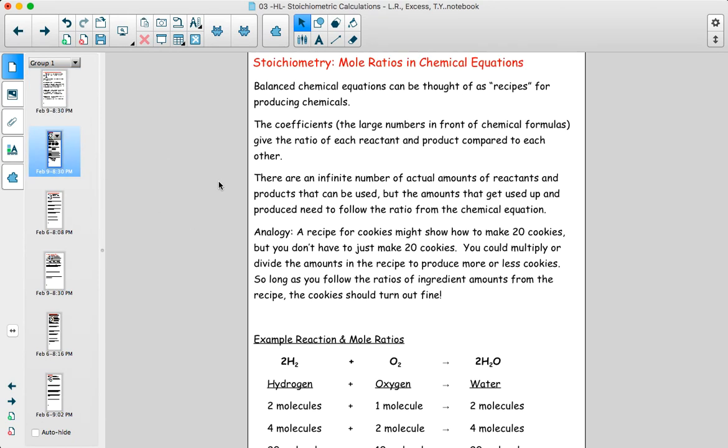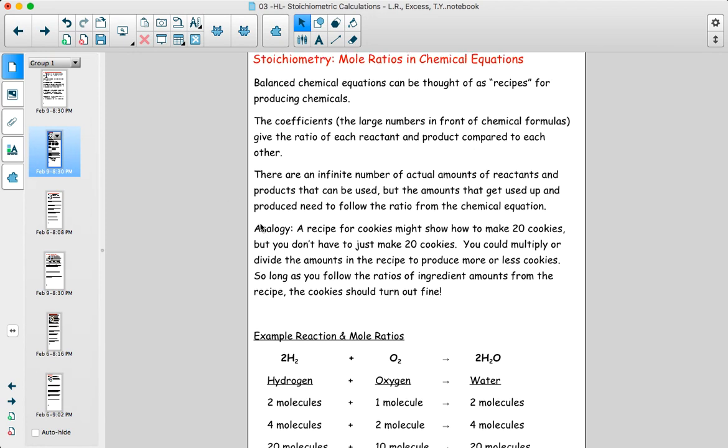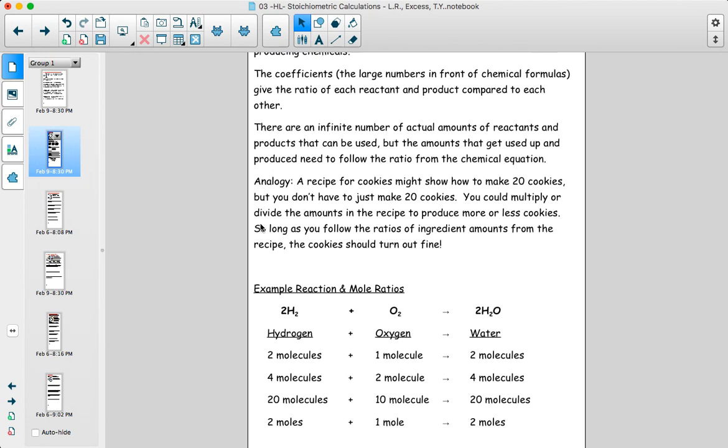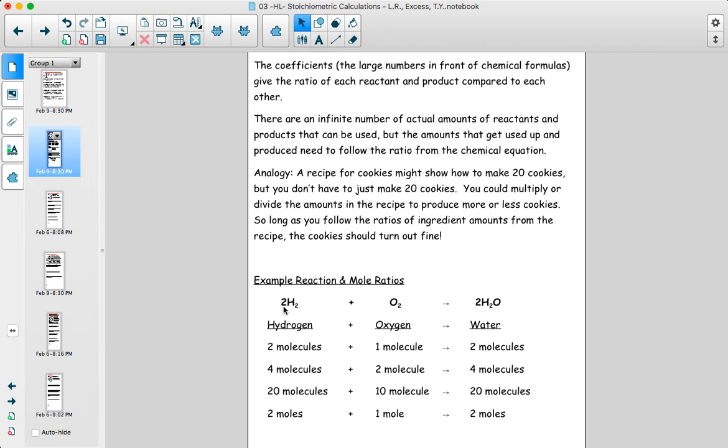So the key to doing stoichiometry is doing mole ratio questions. There'll be other conversions involved, but the mole ratio is really the key of it. And when you look at a chemical equation, you have to understand that the numbers, the coefficients, the 2, the 1, and the 2 in this example, where hydrogen and oxygen react to make water, those are just ratios. Those are not the only amounts that you can use to make water.